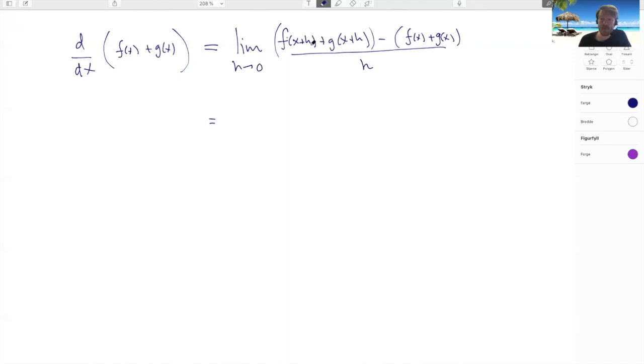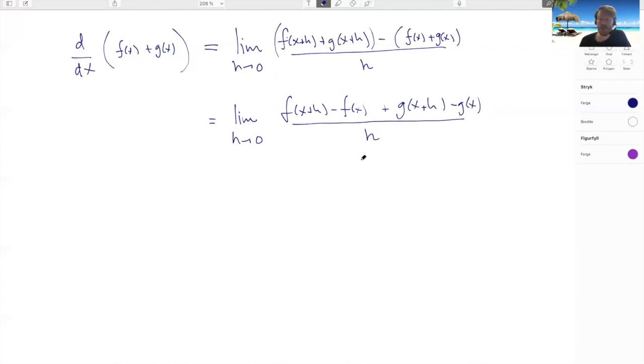And now what can I do? Well, the only thing that seems reasonable for me to do is to move terms around so that the f's are moved together and the g's are moved together. So let's do this. And all of this over h. And now I can notice that, if I move h here separately and here separately, this certainly looks like something that's familiar. The limit of this would then just be the derivative of f at x, and the limit of this would just be the derivative of g at x.